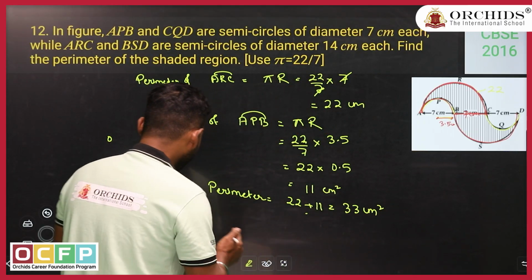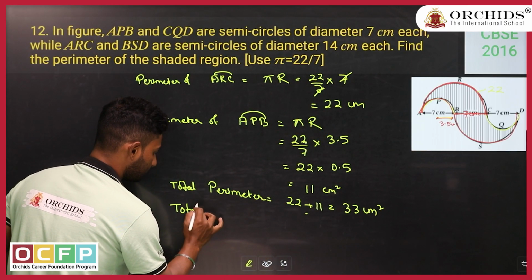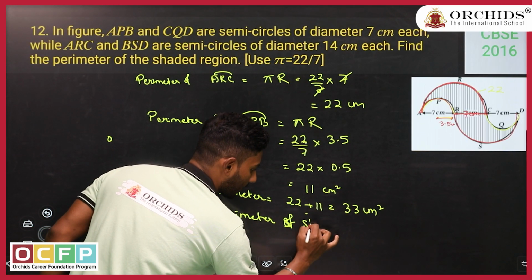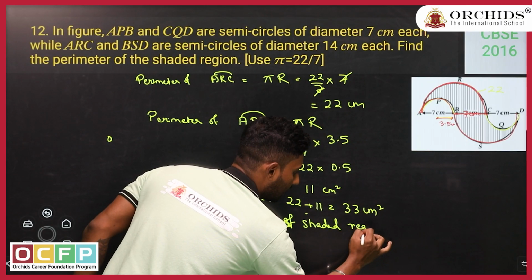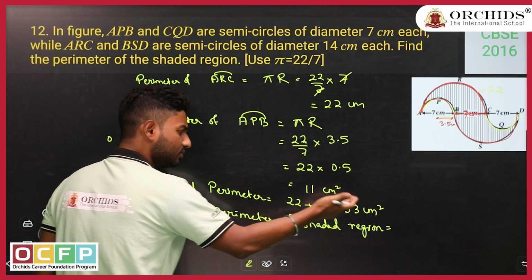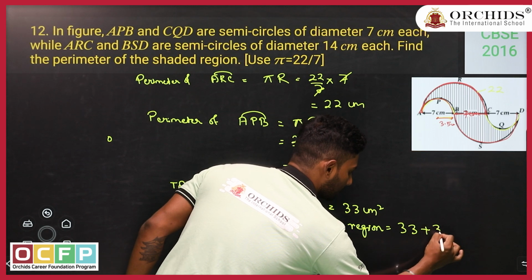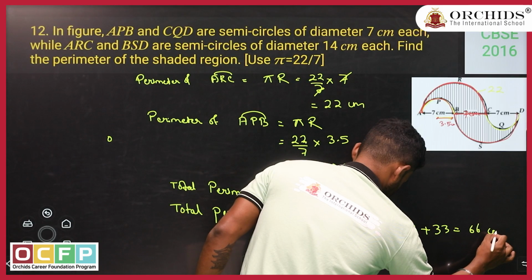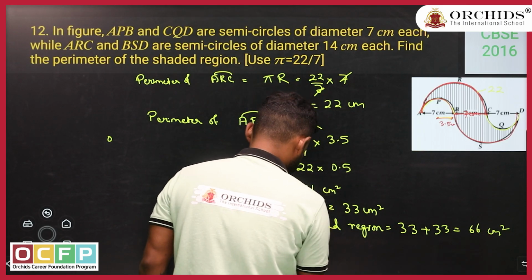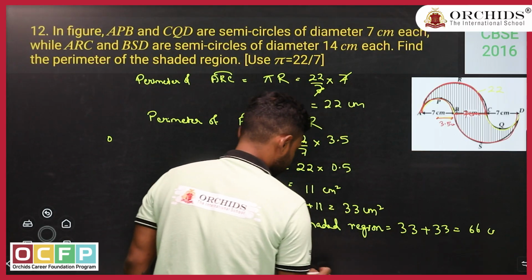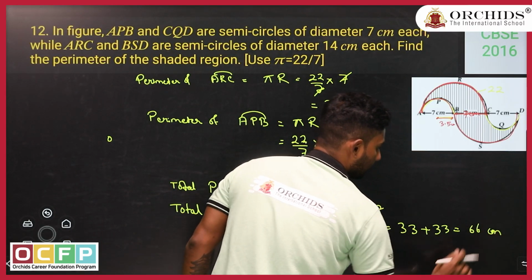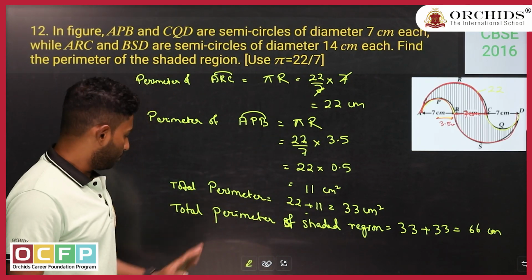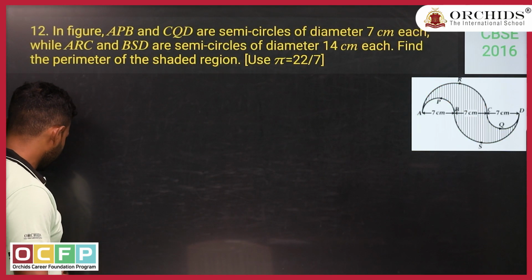So basically, if I ask what is the total perimeter of the shaded region, I can just multiply with 2 or you just add it up, 33 plus 33. So that's nothing but 66 centimeter. That's the perimeter. Hopefully you have understood this particular question. So with that we move on to our next question.